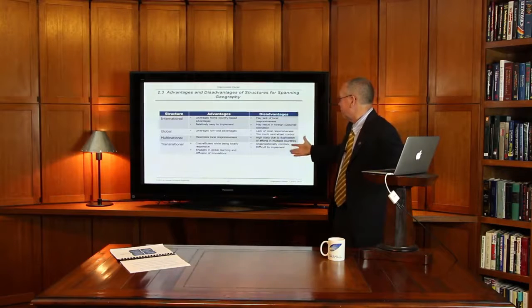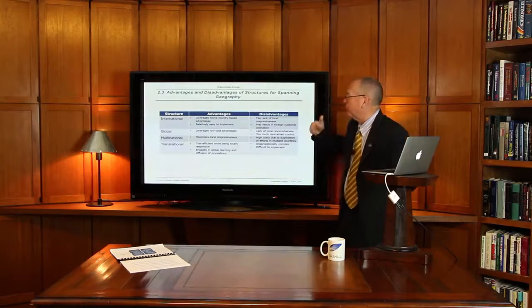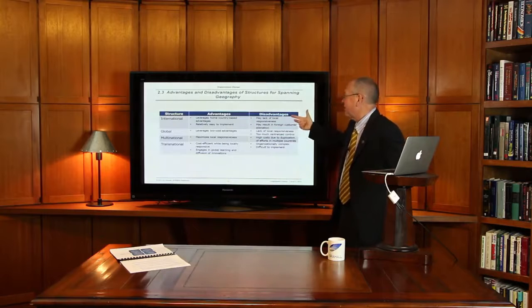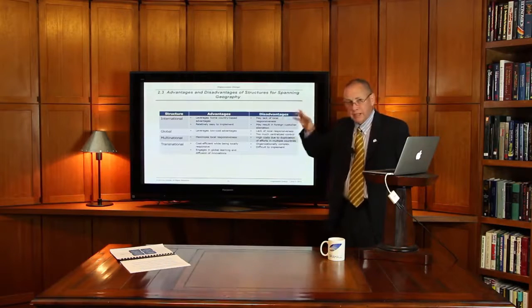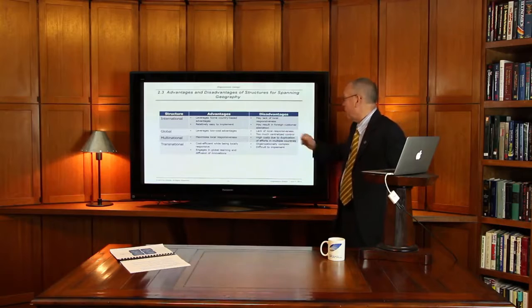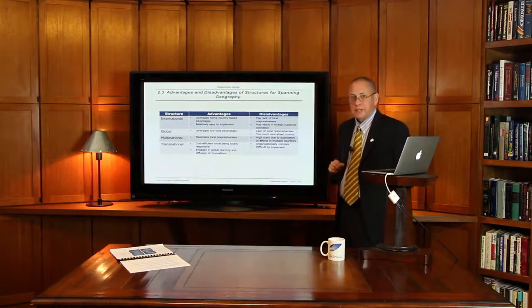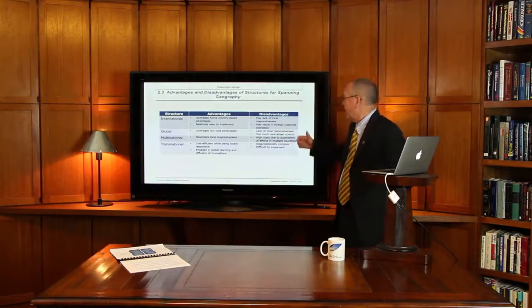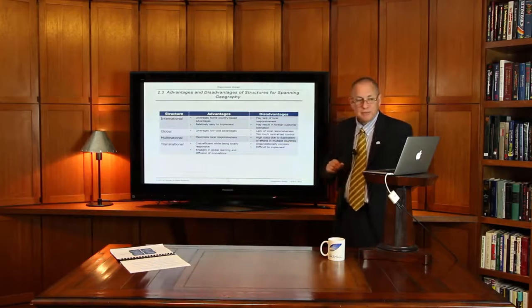And there are some disadvantages here as well. Your international organization, which is centralized in its home country, would definitely have a lack of local responsiveness, which could affect your customer base. Multinational organizations, because they're doing everything separately in each country, you could find duplication of costs, so things could get expensive. And the downside of a transnational organization is they're quite complex and difficult to implement.